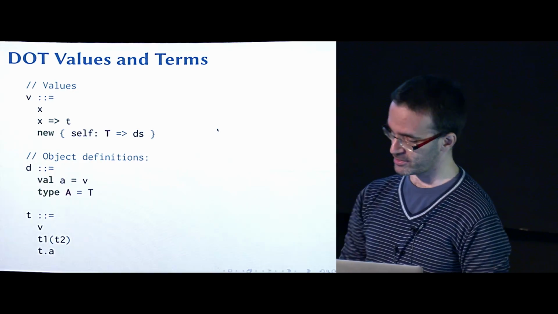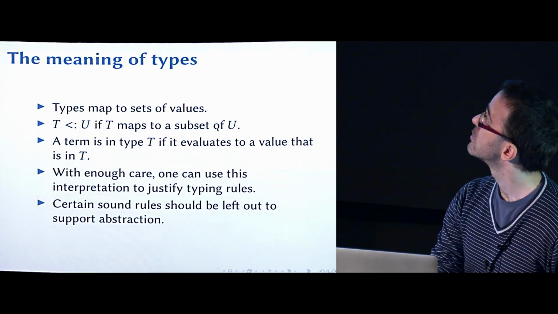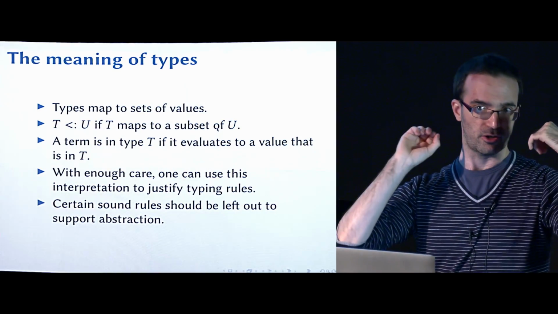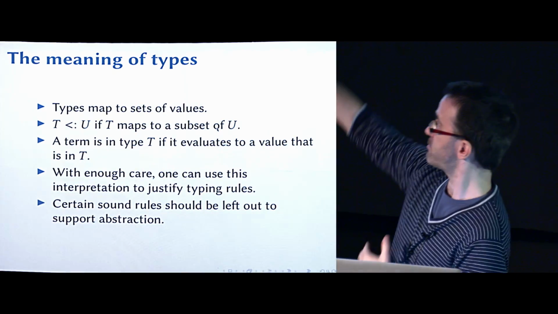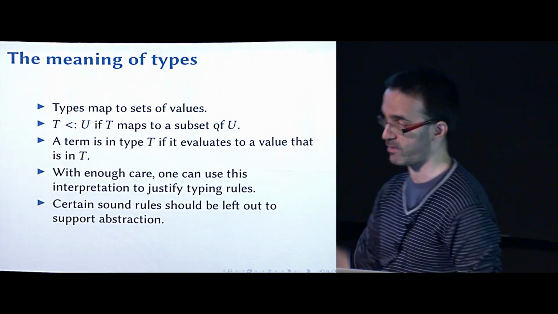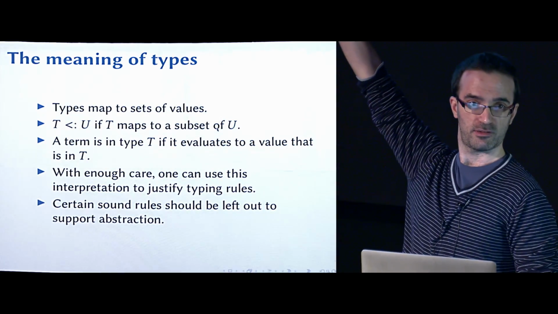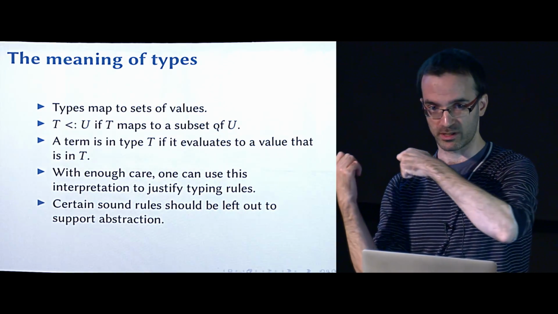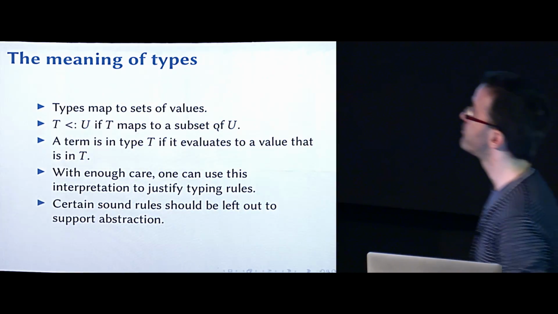What I haven't shown here is the syntax of types, and that is a bit more work. The types of DOT are much more interesting. I'm going to explain types, as I hinted already earlier, by mapping them to sets of values. And for subtyping, T is a subtype of U if the set of values in T is a subset of the set of values in U. And with types mapping to sets of values, a term belongs to a type if, when it evaluates to a value, that value is in that type.